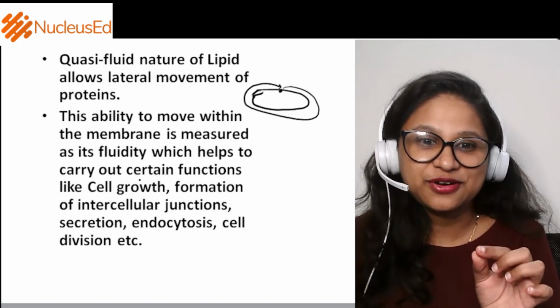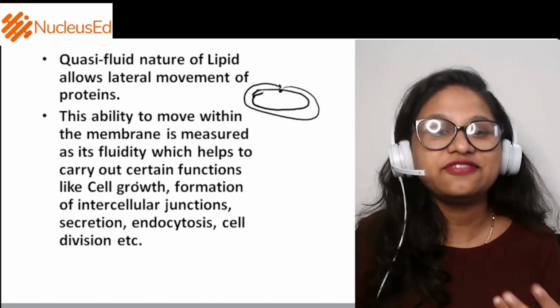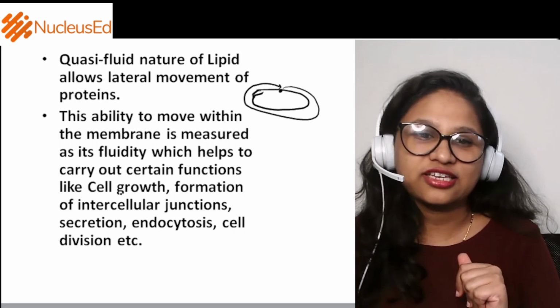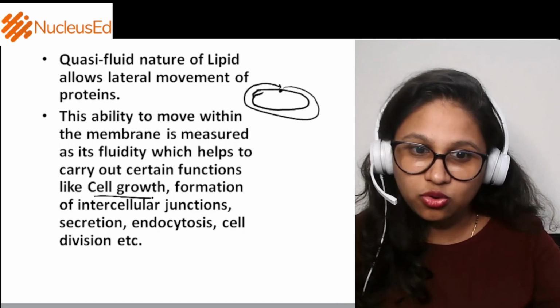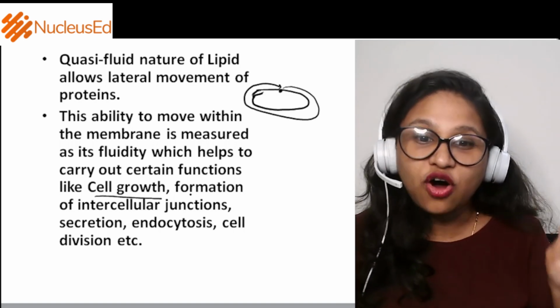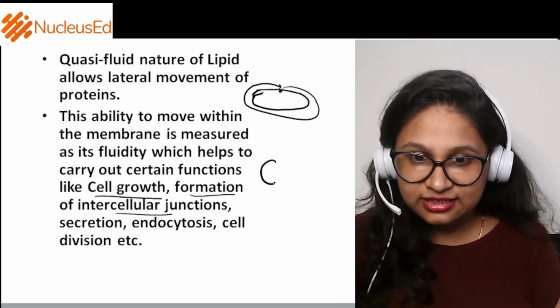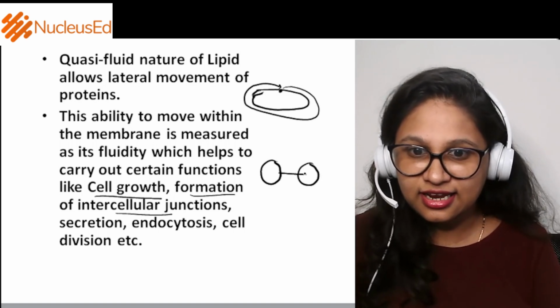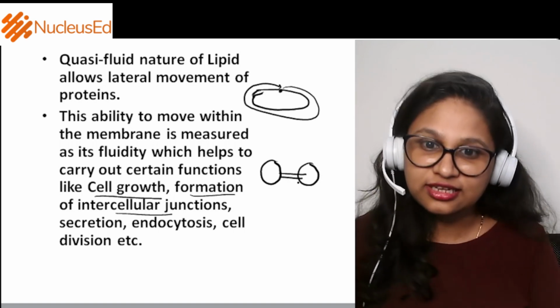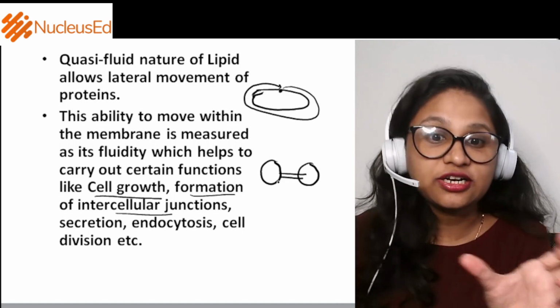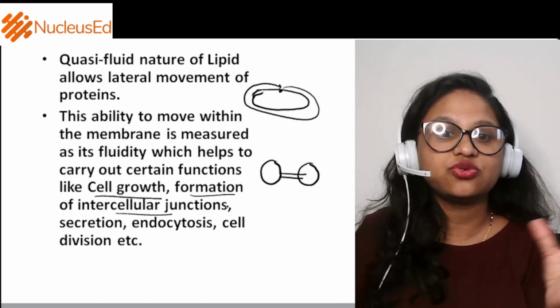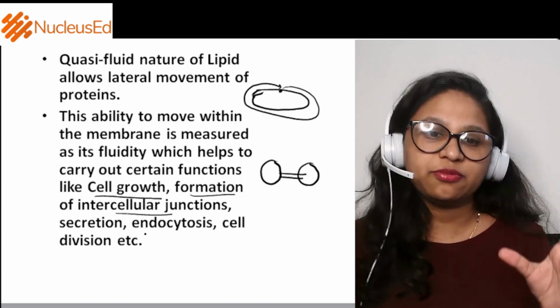This measurement of fluidity will definitely help us to know the different functions that are performed by the cell membrane. So the cell membrane's fluidity gives it a very important role in cell growth. Formation of intercellular junctions means this is one cell, this is another cell. There are cell to cell communications done through signals, and different molecules are being transported within cells. To form that junction, that connectivity within the cell, known as an intercellular junction, the cell membrane plays a crucial role.